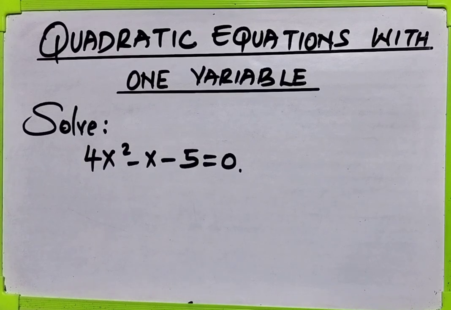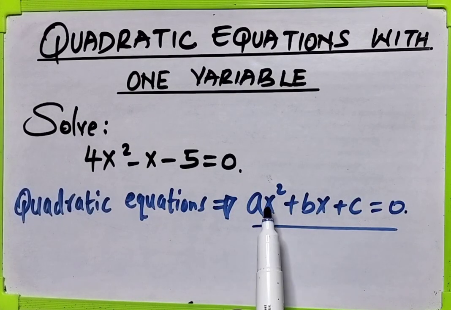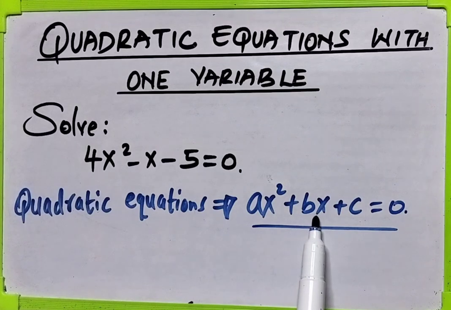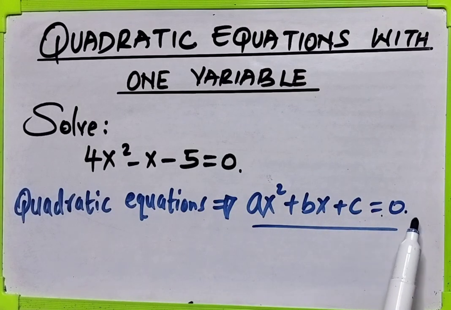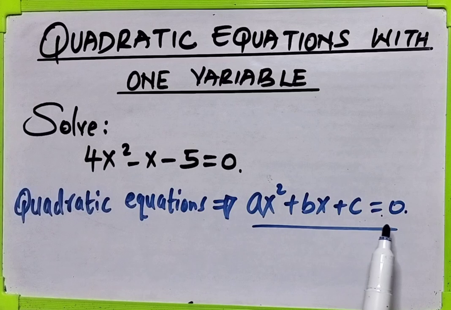Before we go very far, let me first write to you the form in which quadratic equations are expressed. If you come across an equation, how do you determine that it is a quadratic equation? Quadratic equations are written in the form ax squared plus bx plus c equals 0. If you see such an equation, definitely that is a quadratic equation.